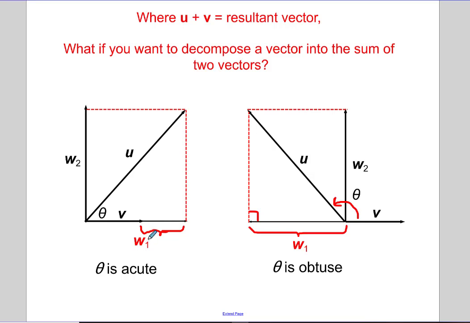And then this is just a slide of if theta is an acute angle, if your angle is an acute angle between u and v. And this one is if your angle between vector u and v is obtuse, then your w is outside of that vector.